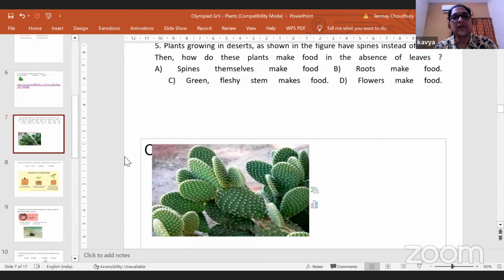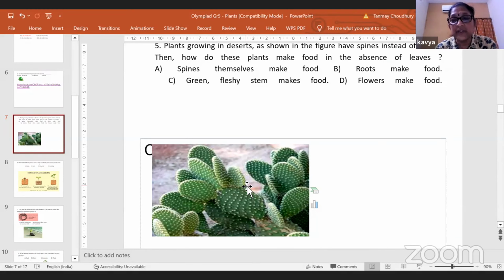Okay. So here, plants growing in deserts, as shown in the figure, have spines instead of leaves. Then how do these plants make food in the absence of leaves? There are 4 options given. Now here, this is a cactus plant and they do not have the normal leaves. The leaves are reduced to spines, so the spines are known as modified leaves.